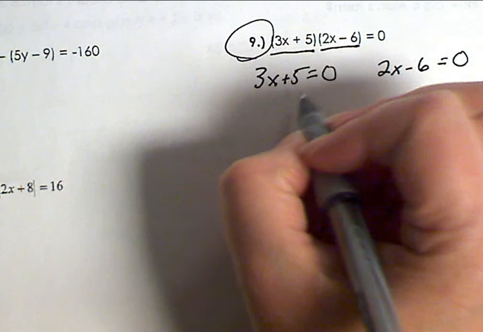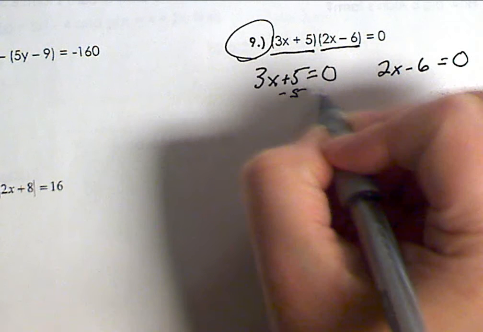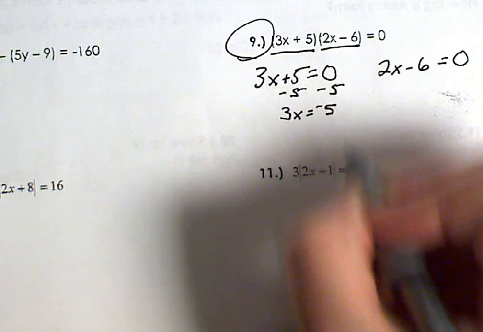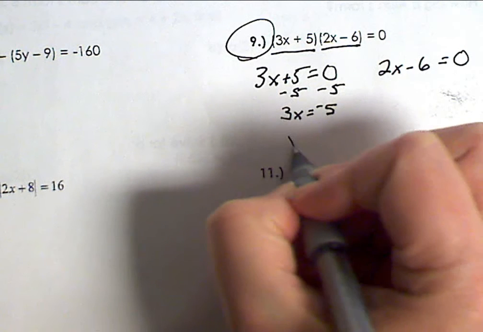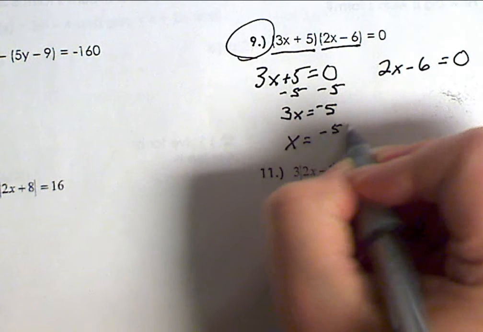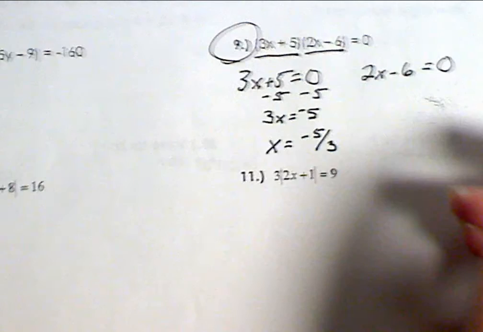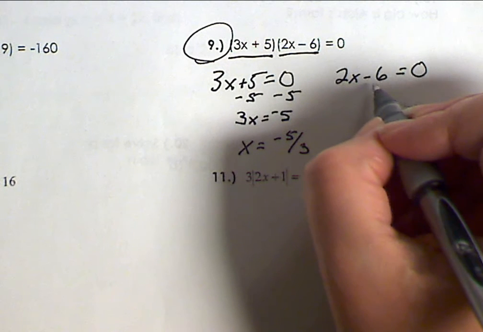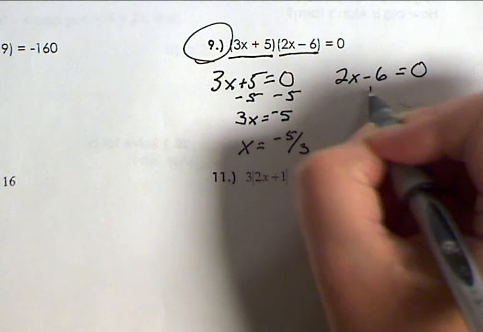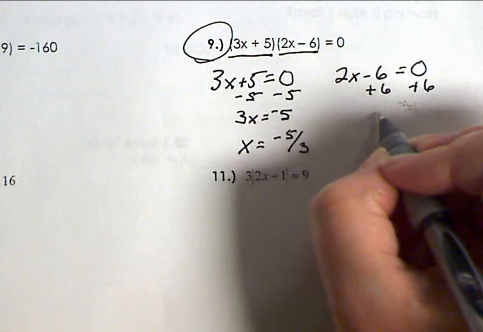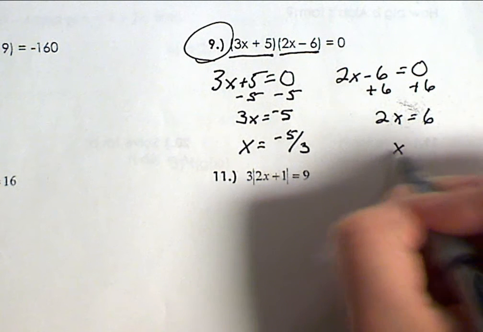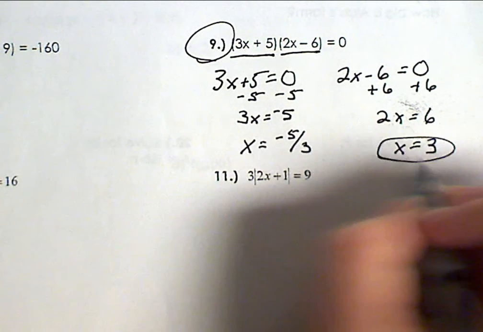So you subtract 5 on this side, and you have 3x is equal to negative 5, and divide by 3, so x is equal to negative 5/3. On this one, we would have to add 6. So we have 2x is equal to 6, divide by 2, x is equal to 3. So it's this or that.